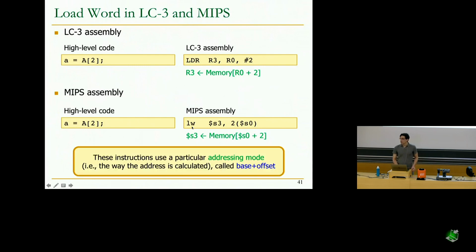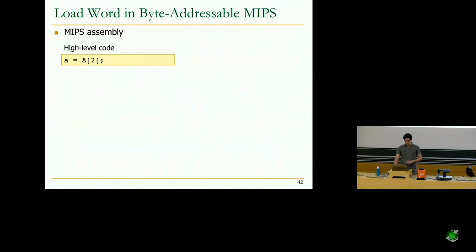And the way we access memory in these 2 instructions is called the addressing mode. What's the addressing mode? The way we address memory, the way we calculate the address, and this addressing mode here is base plus offset. The base is stored in the register. The offset, as you will see, is stored in the instruction, but we will see that later.